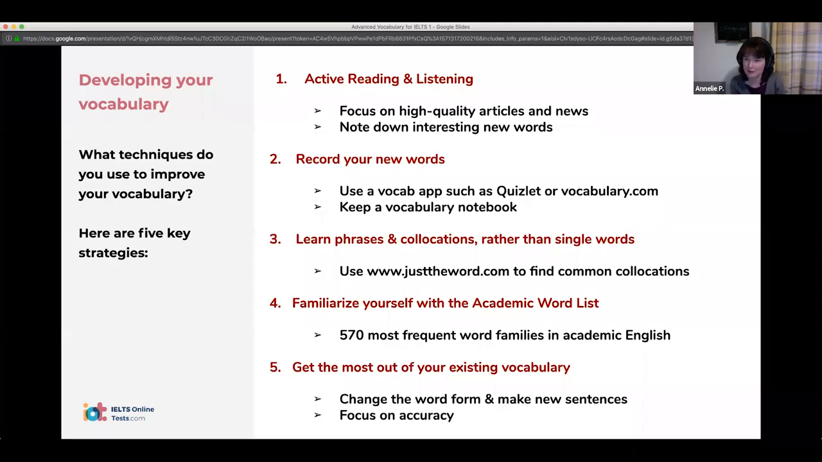So don't think of advanced vocabulary as just being very long or very technical words. The way it's described in the examiner descriptors is less common vocabulary. So that means that it's something that a lot of students wouldn't be able to use. So if you can use it, you're showing a higher level than the majority of people.